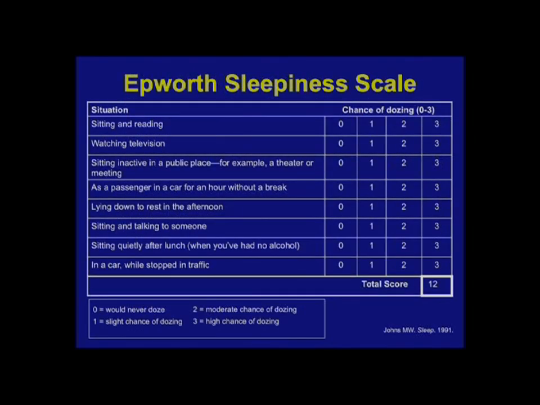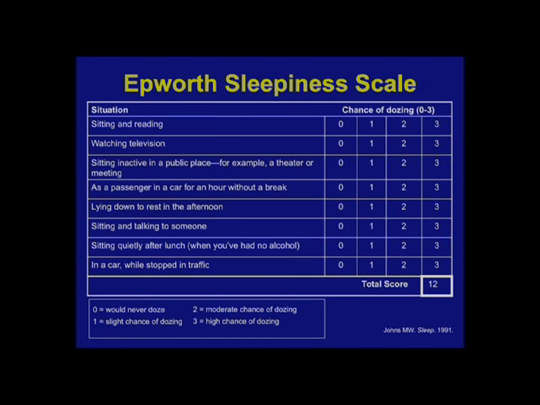Here on this slide, we see an example of the Epworth sleepiness scale. It's a score that comes out of 24, and it's based on asking patients to evaluate their own chance of dozing off in the following situations. And the score is 0, 1, 2, and 3: 0 is no chance of dozing, 1 is a slight chance, 2 is a moderate chance, and 3 is a high chance of dozing.